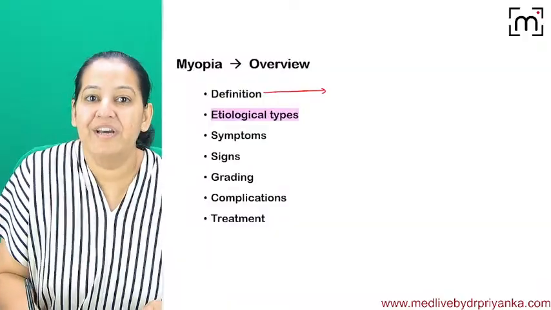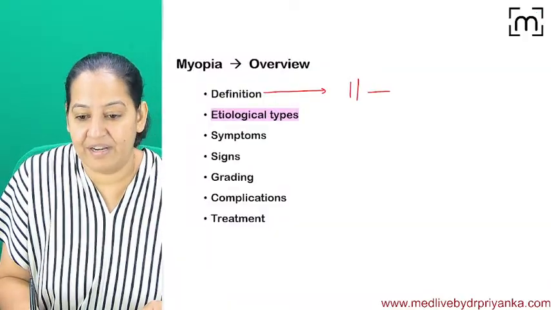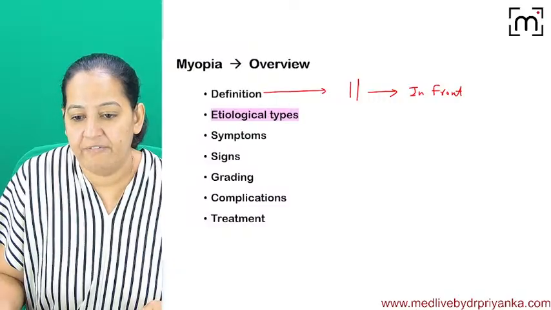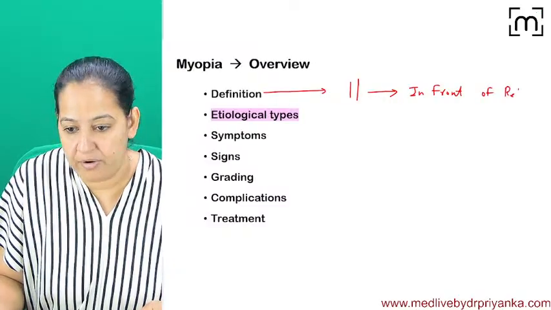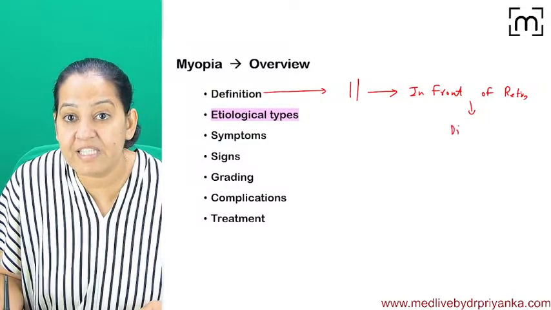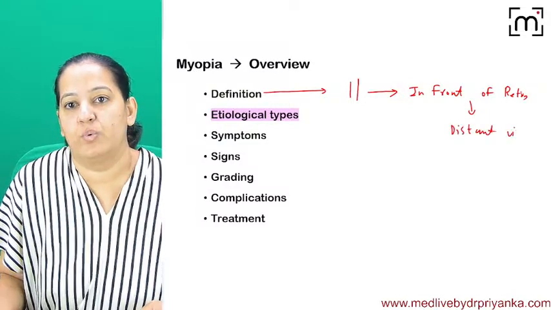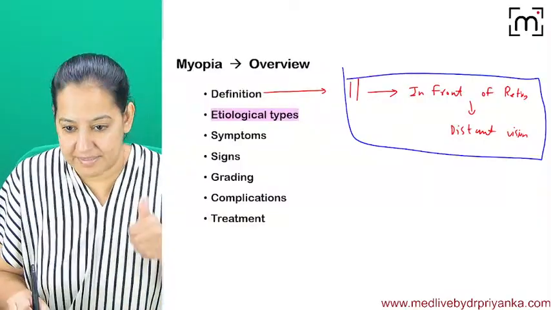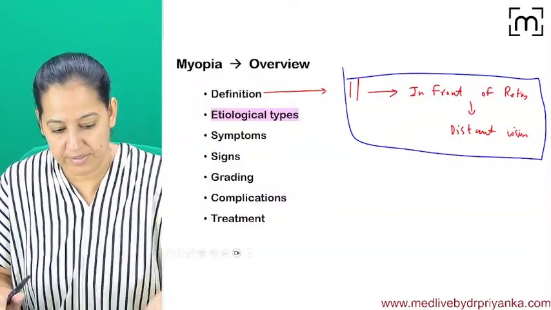Now, what's the definition? When parallel rays come from infinity, they converge in front of the retina instead of behind the retina, which leads to defective distant vision. This is the definition you have to write in your exam. Say yes if you got it, people.